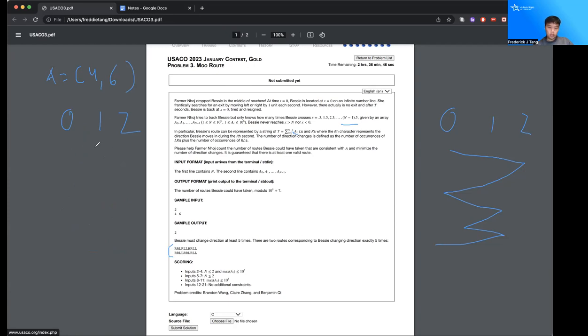So such a path would be, if she went R, then L, then R, then R, then L, then R, then L, then R, then L, and then L, like this. So if you look at it, she crosses the 0.5 border 4 times and the 1.5 border 6 times, but she has 1, 2, 3, 4, 5, 6, 7 direction changes. This is a bad path.